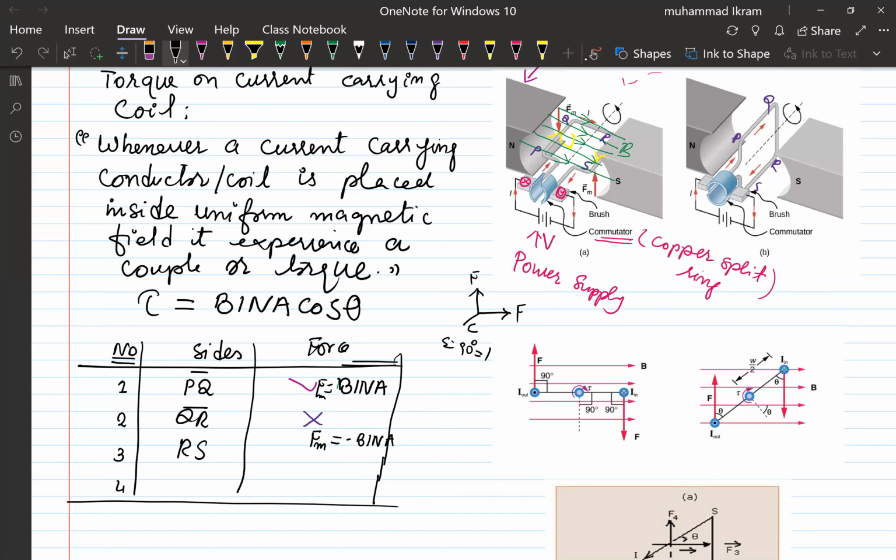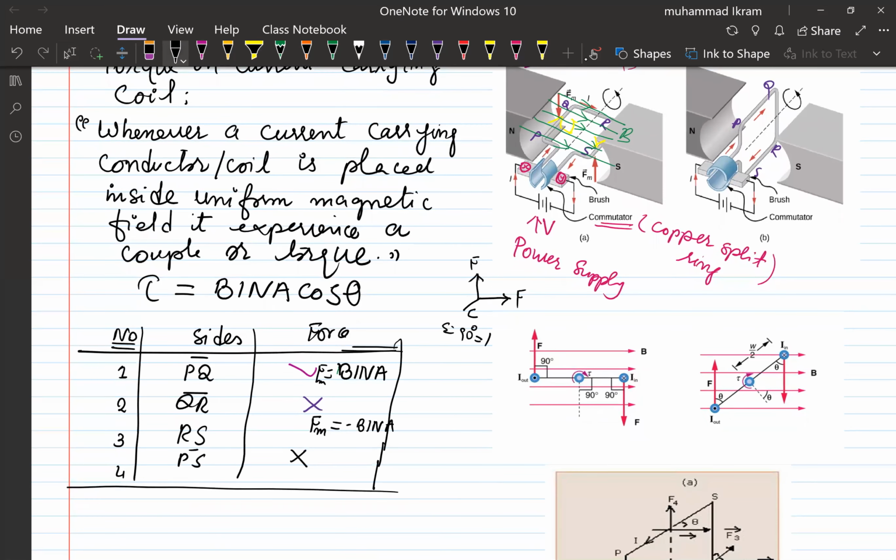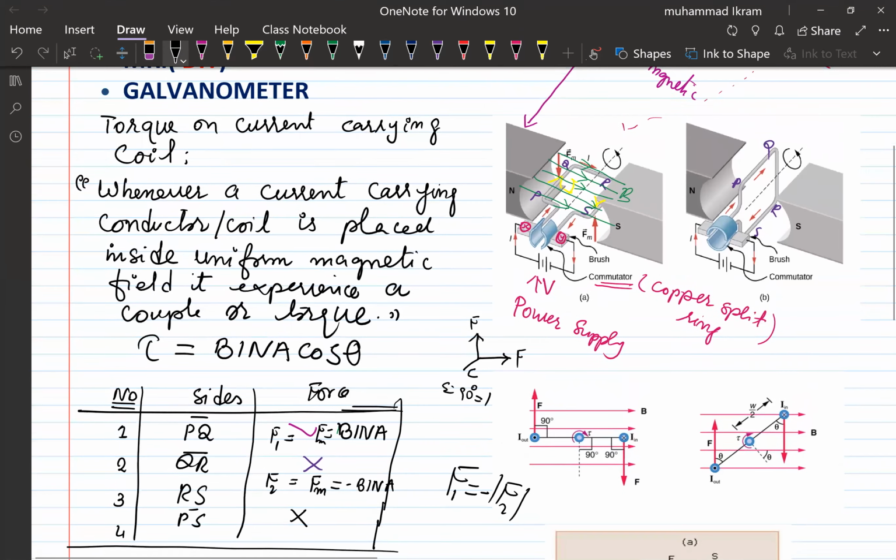Now let us see the SP side. Of course, it doesn't make any contribution because it is parallel to the field. So we have two forces. If I label this force as F1, and this force as F2, you see here that F1 equals F2, the same in magnitude but opposite in direction.